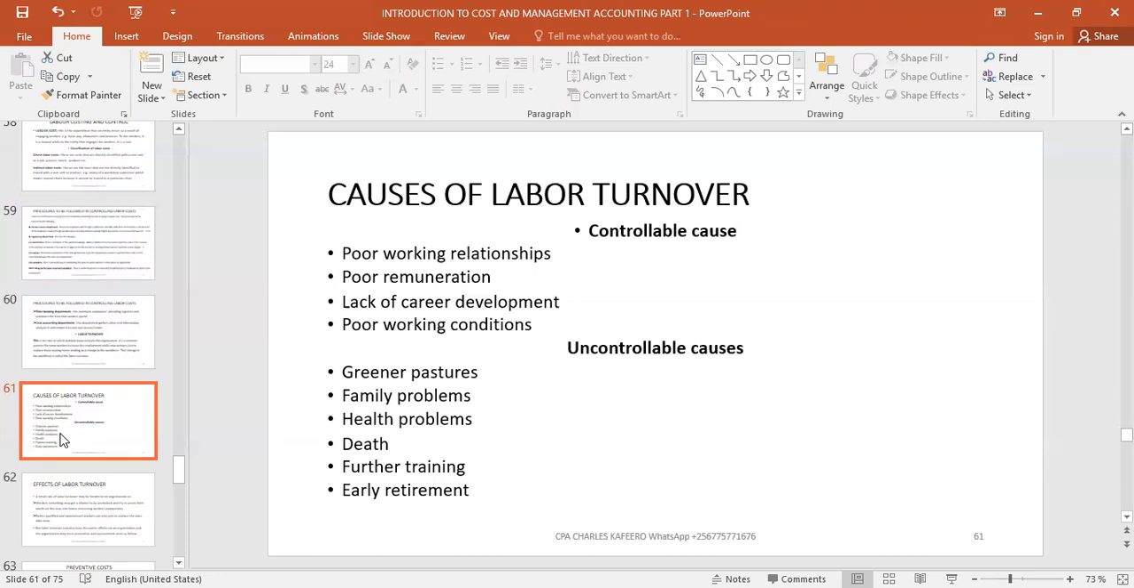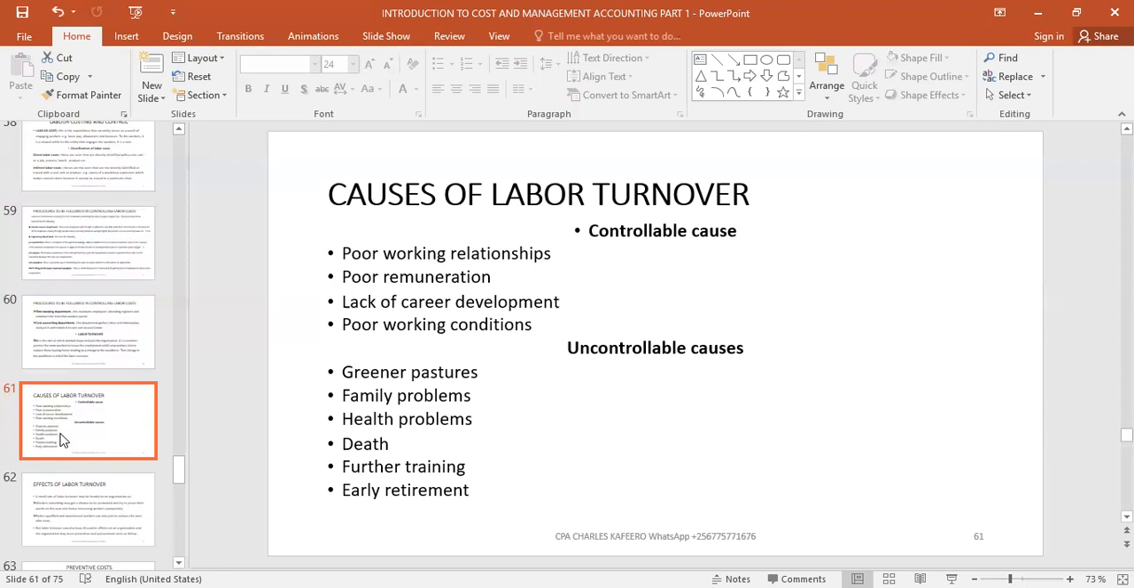The third one, we can talk about lack of career development. Let's say a person has worked for an organization for more than 5 years, and there is no change. They have not been given a study package to go and improve their skills, or even further training. Someone may say, this is not good for me because I'm not building my career. I'm just here eating the money they are giving me. So someone can just say, you know what, I'm leaving.